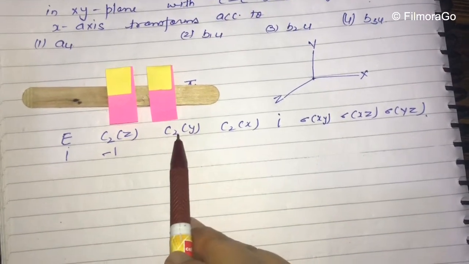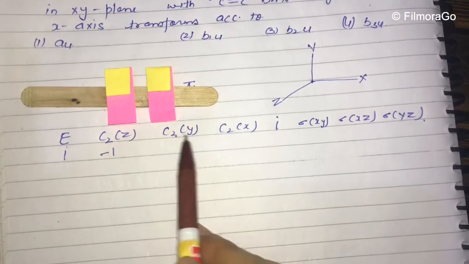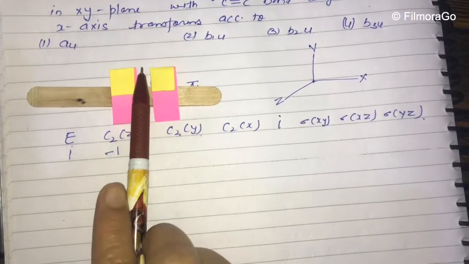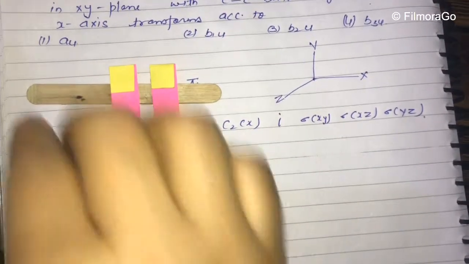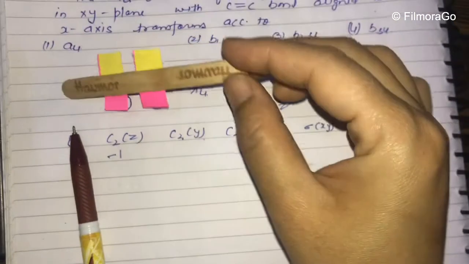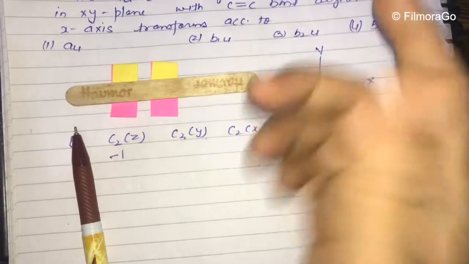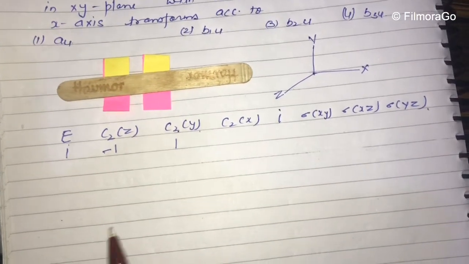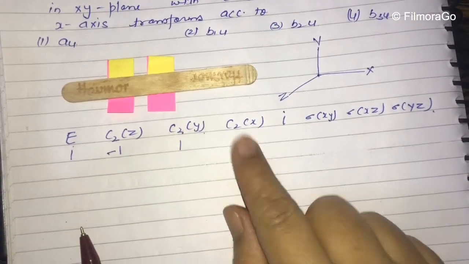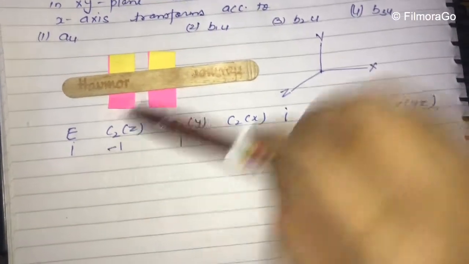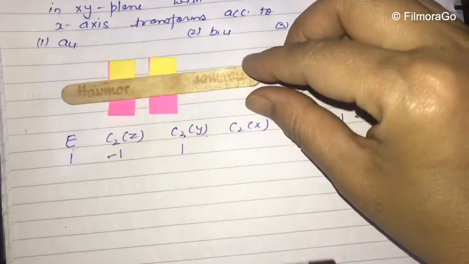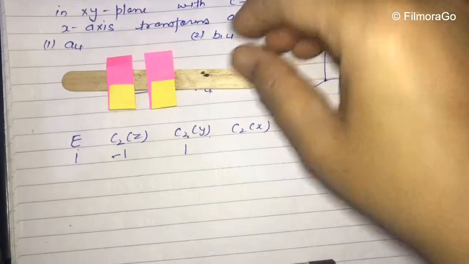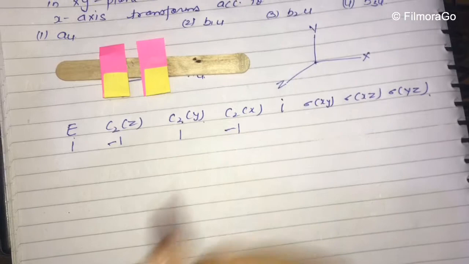Now we have to find out the C2 rotation on the Y axis, on this axis. If we rotate the orbital on this axis like this, the sign of the orbital does not change, so it will remain the same, so that will be 1. Now we have to find out the C2 rotation on the X axis, it means on this axis. If we rotate the orbital on this axis like this, the sign again changes, so this will be -1.